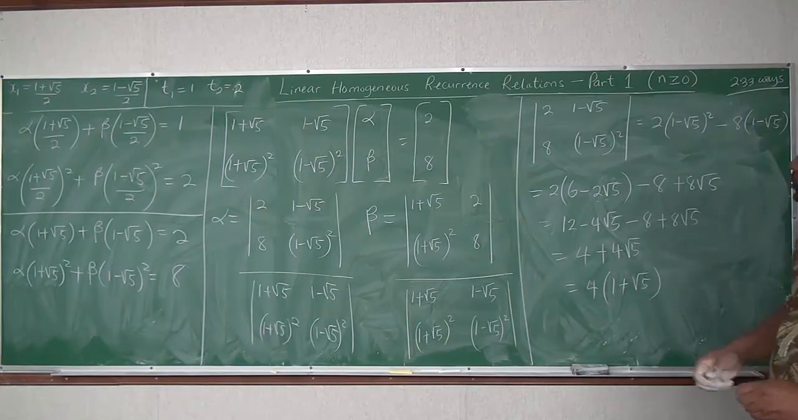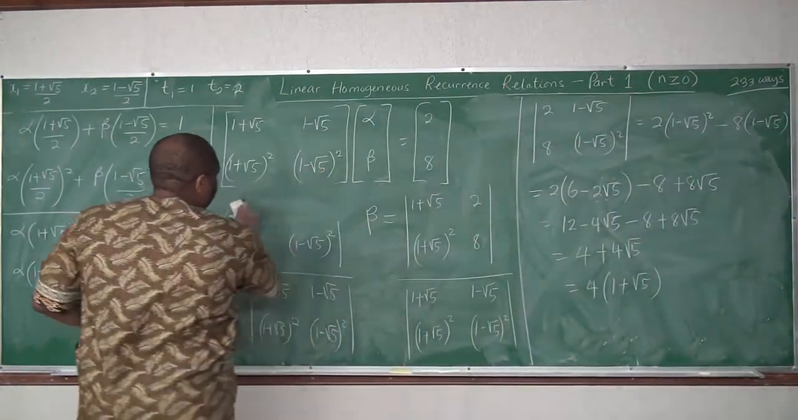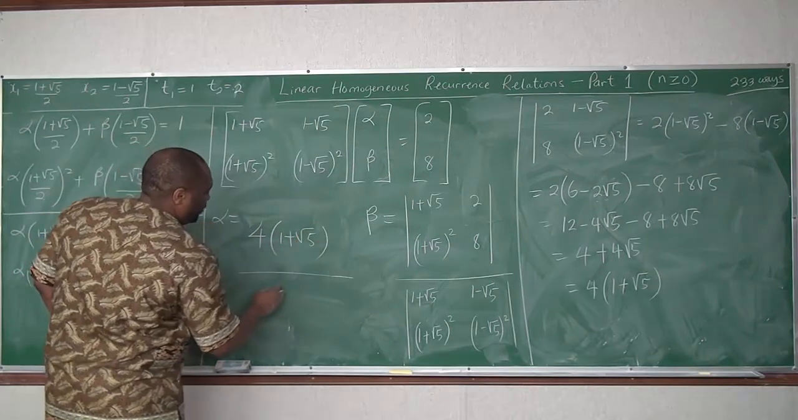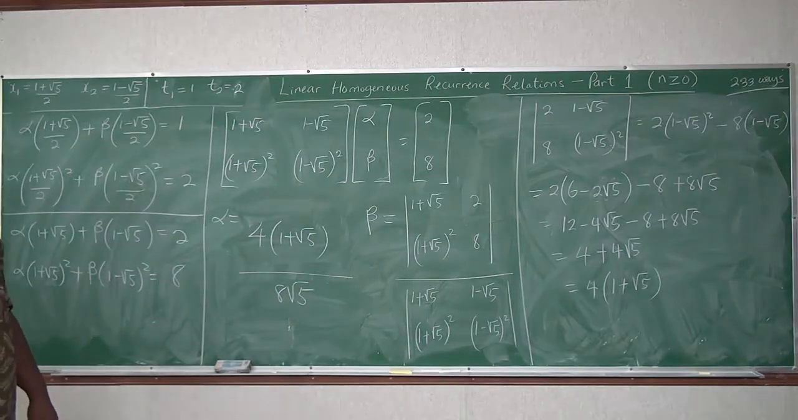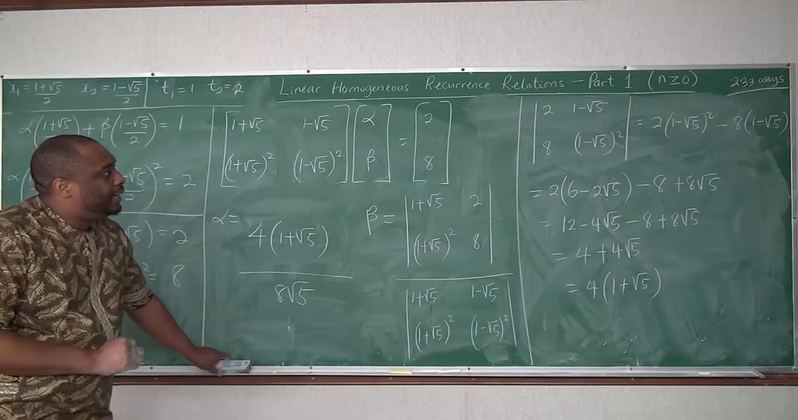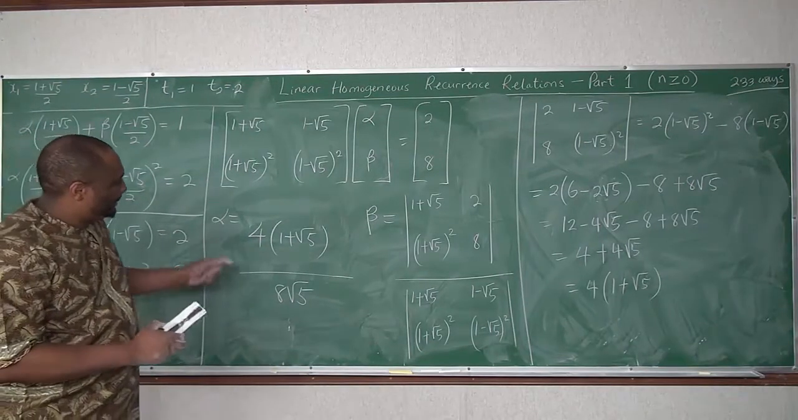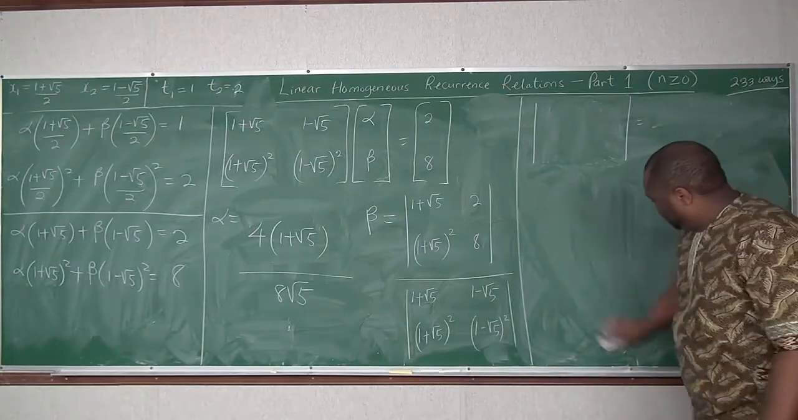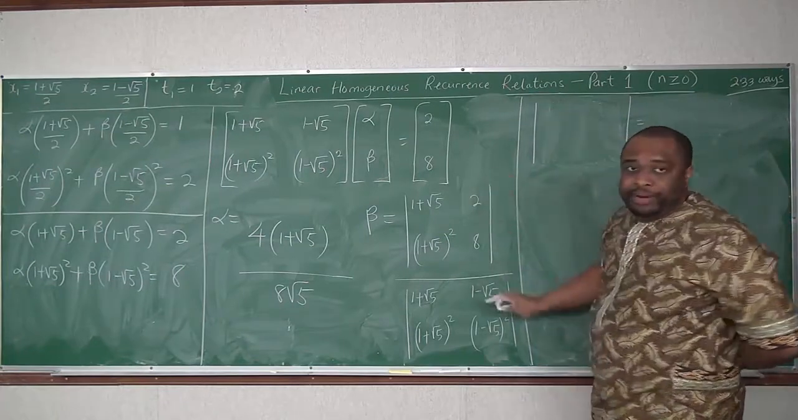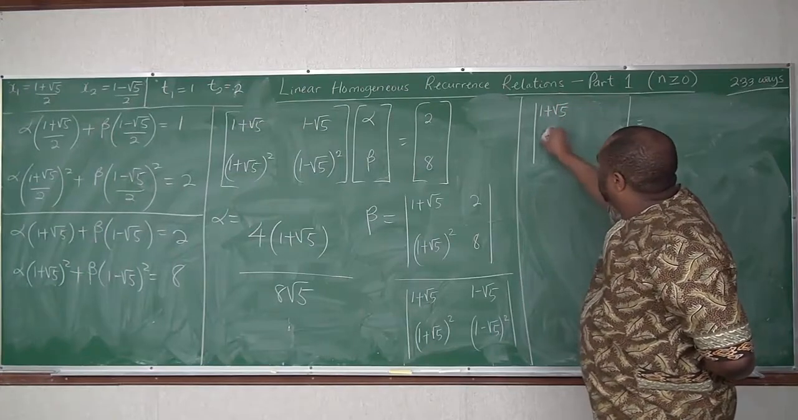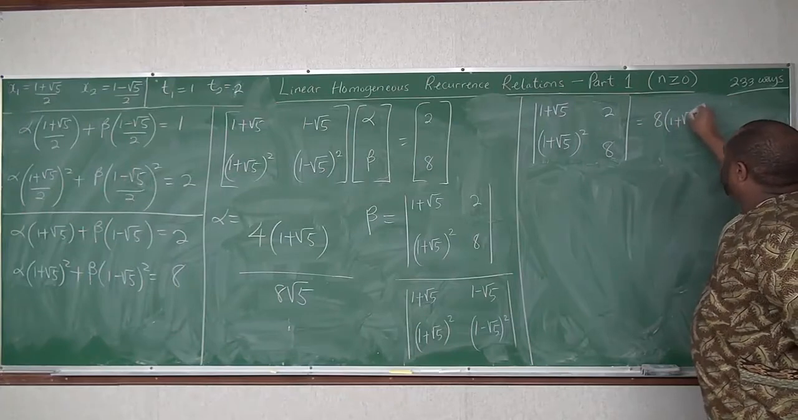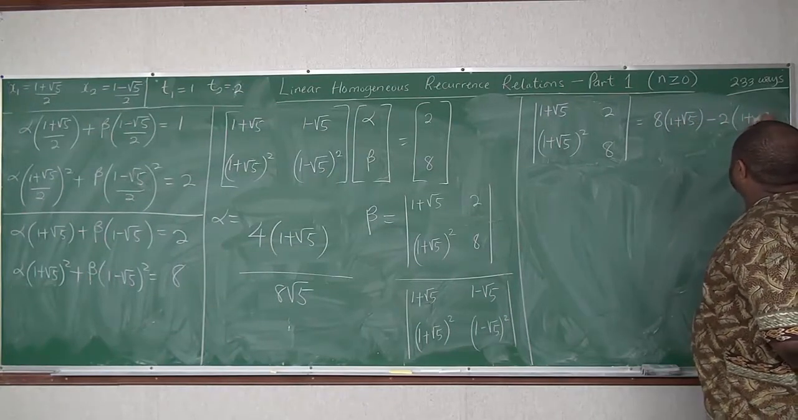So our alpha would be 4 into 1 plus root 5 all over 8 root 5. This is our alpha. Now let's find our beta. We have determined the numerator: the determinant of 1 plus root 5, 1 plus root 5 all squared, and then 2, 8. So this will give us 8 times 1 plus root 5 minus 2 times 1 plus root 5 all squared.